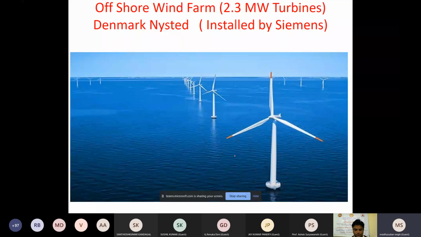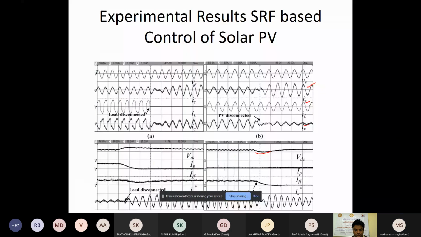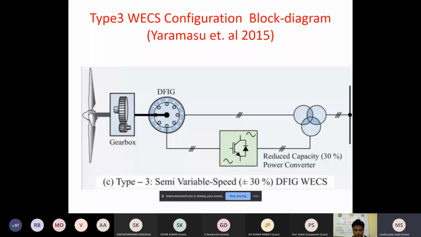These are vertical and horizontal turbines, right? And the most popular configuration used to extract wind power is this DFIG system, where you see the power is supplied to the grid from the stator as well as the rotor. So we control this rotor current, and that regulates the real and reactive power supplied from the source.